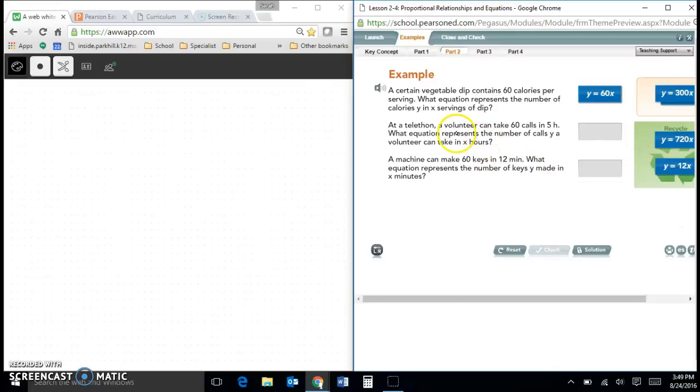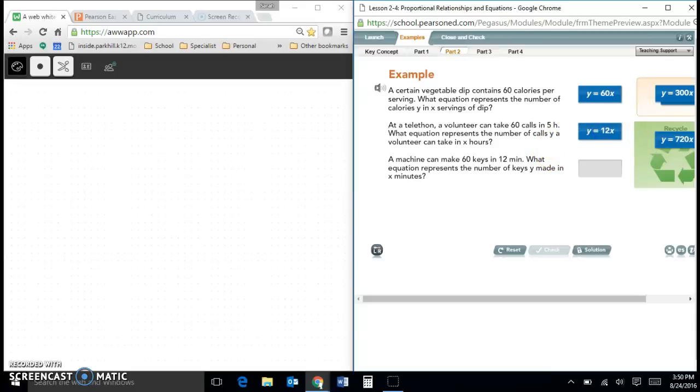At a telethon, a volunteer can take 60 calls in 5 hours. Guys, that's not a unit rate. If you go back up to this one, 60 calories per serving, that's 60 calories for one serving. So our equations always have to have a unit rate in them. Like this one was good to go. This one is not good to go. 60 calories in 5 hours. So we need to figure out how many calories in 1 hour. That would be the same thing as taking 60 divided by 5, which is 12 calories per hour.